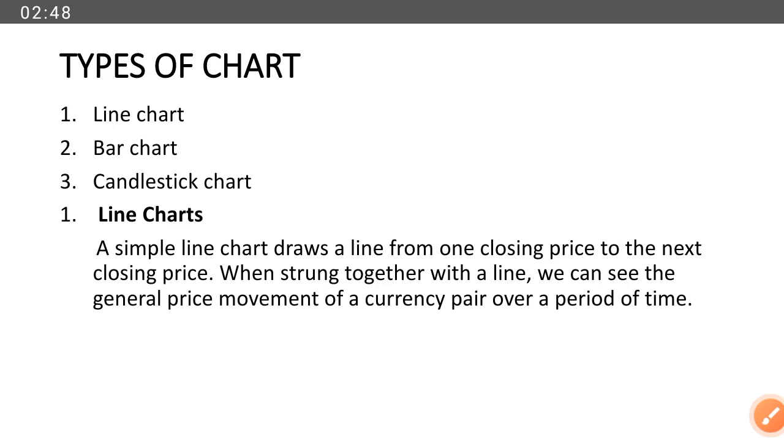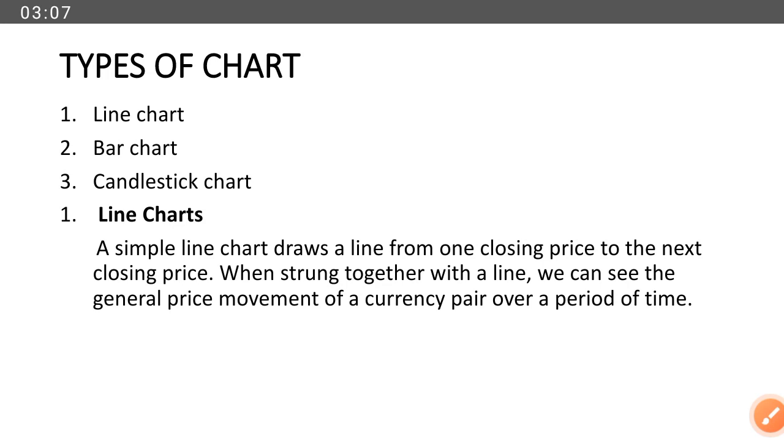The first one is the line chart. The second one is the bar chart, while the third one is the candlestick chart. Those are the 3 different types of charts that we have.